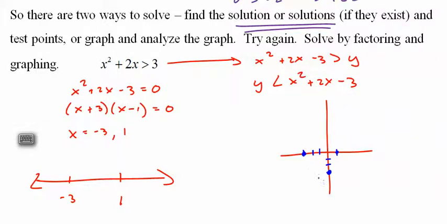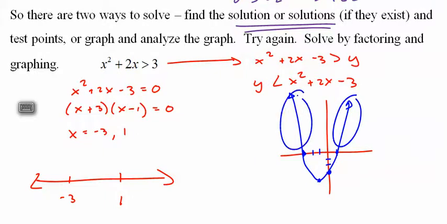I'm not even going to bother with trying to find the vertex. It's negative 1, probably down here somewhere, because I can see that it's going to graph like this. And if you're not sure, go ahead and put it in your calculator. So the question is, where is it less than this? Or pardon me, where is x squared plus 2x minus 3 greater than 0? And it would appear to be out here and out here.